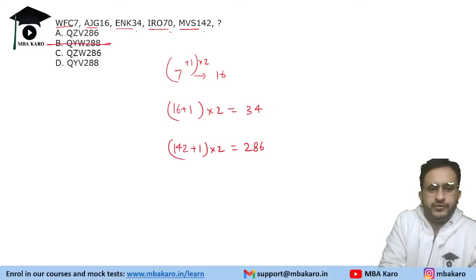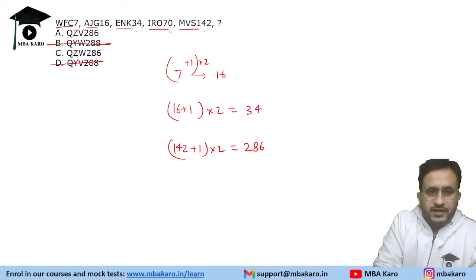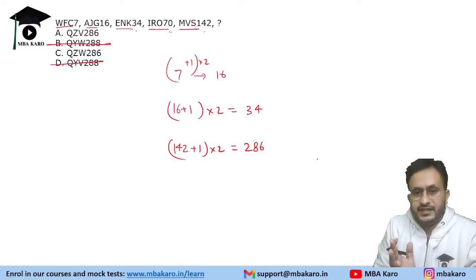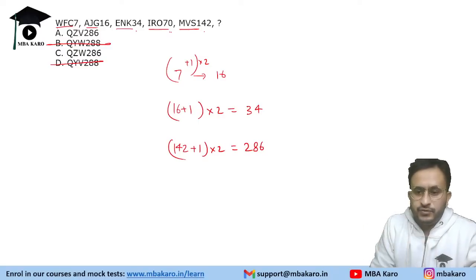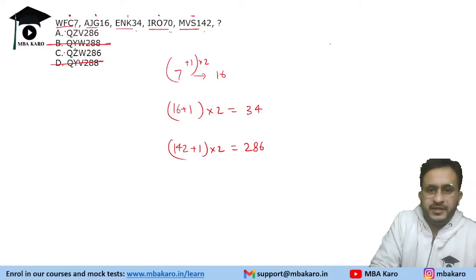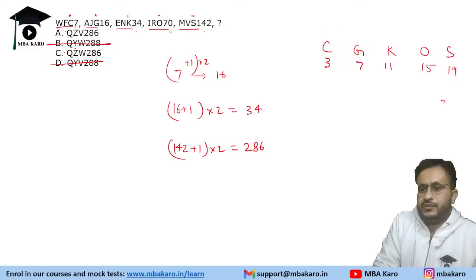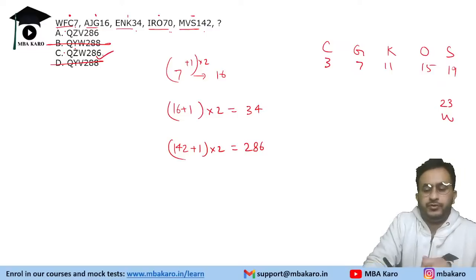Okay, so we have eliminated two of the options. Okay, 286 over, right? Now we will see this thing. You do not need to look at everything, okay? So this is also smartness, right? We need not check each of the things separately. See, Q is the first one, Z is second in both options. So we will check the third element. So the third element is C, then G, then K, then O, then S. So this is 3, 7, 11, 15, 19. So next will be 23, which is W. So QZW 286.